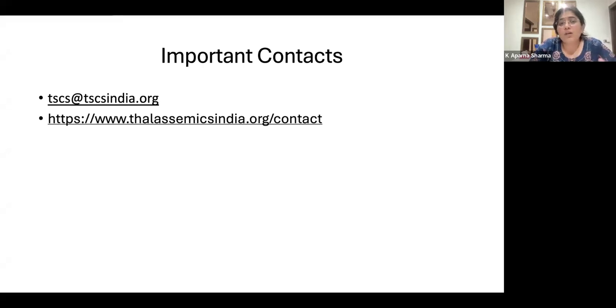So these are some of the organizations working towards prevention and providing treatment: Thalassemics India, and the Thalassemia and Sickle Cell Society of India, who are available to help in case that is required.